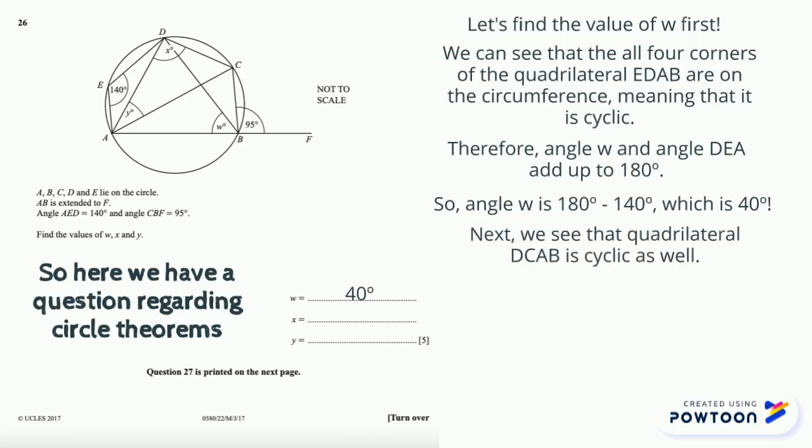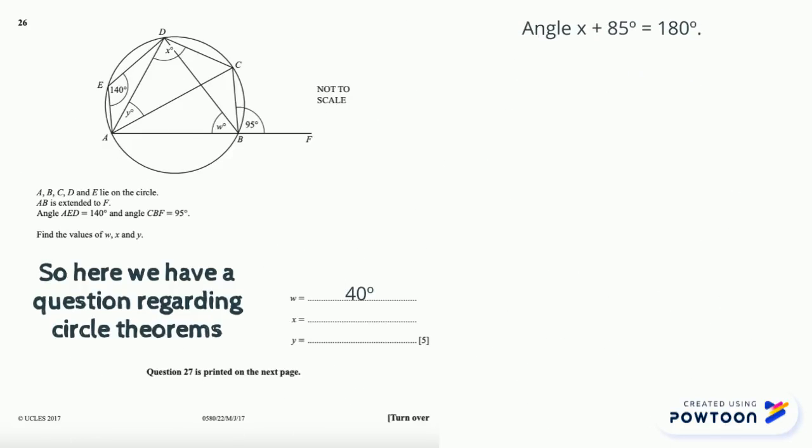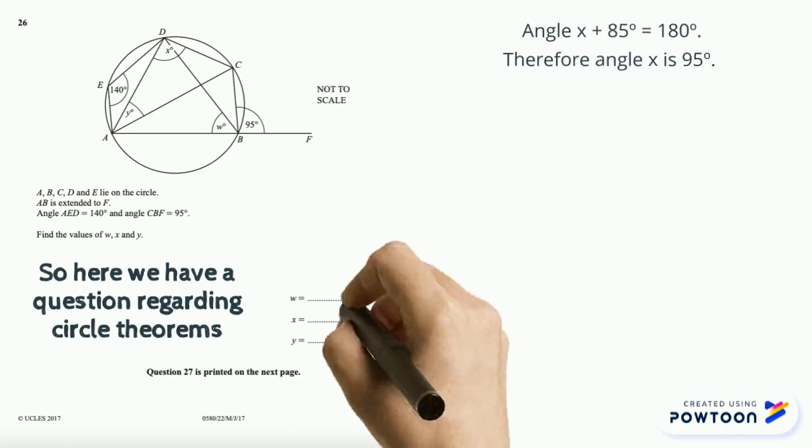Next, we see that quadrilateral DCAB is cyclic as well. Therefore, angle CBA and angle X add up to 180 degrees. Angle CBA is 180 degrees minus 95 degrees, which is 85 degrees. Angle X plus 85 degrees is 180 degrees. Therefore, angle X is 95 degrees.